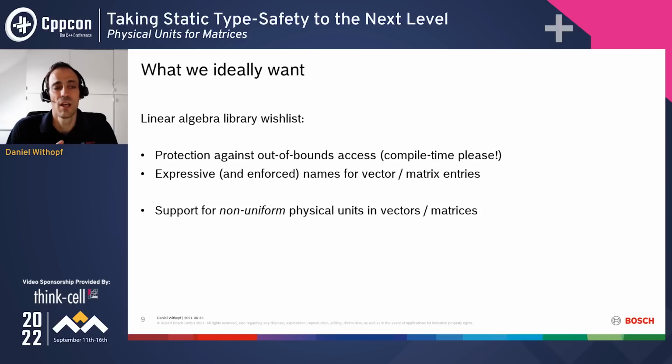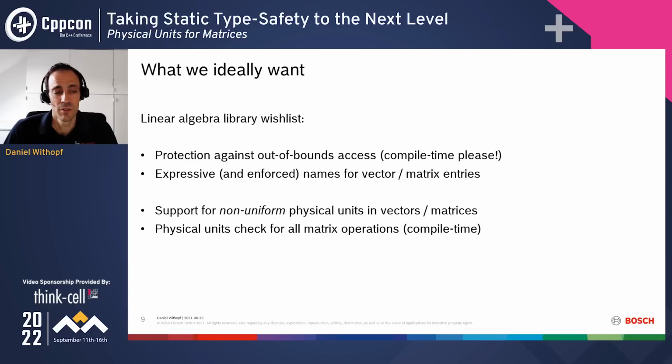Furthermore, I would also like to get support for non-uniform physical units in vectors and matrices. As we've seen before, this is an important application, so it's not sufficient to just have uniform vectors where all entries have the same physical unit, but we also want to represent non-uniform vectors and matrices.